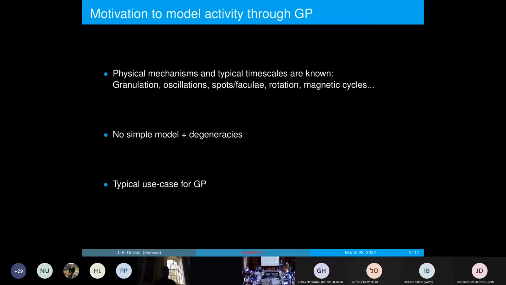Can you make the presentation full screen? It helps a bit. Yeah. Thank you.